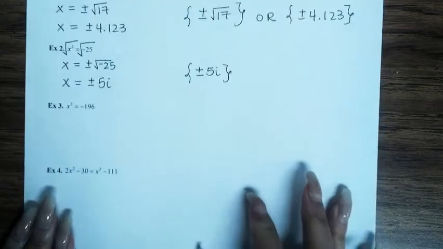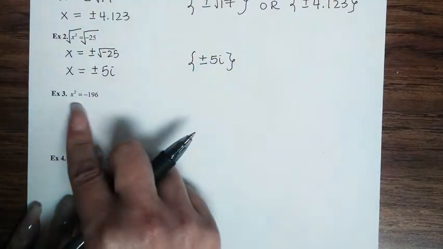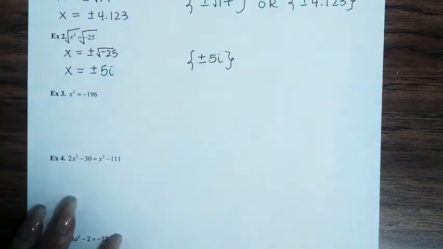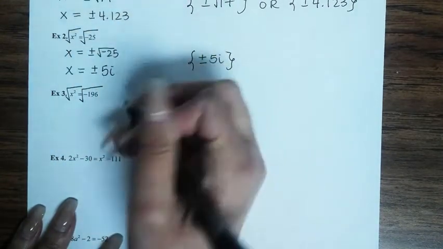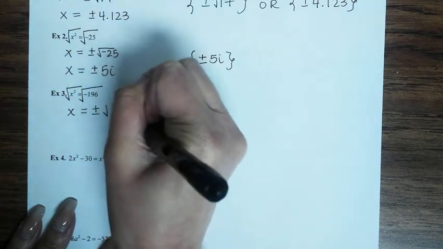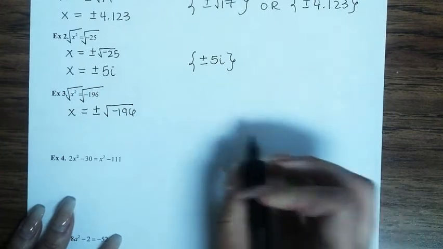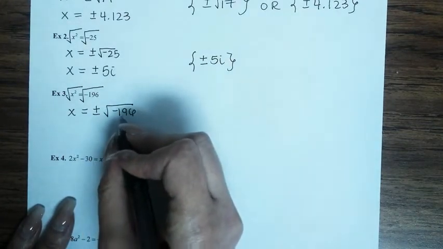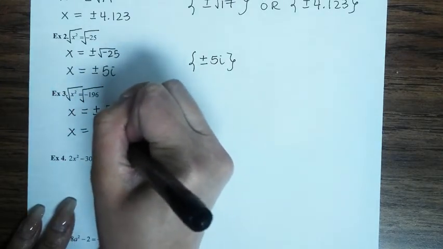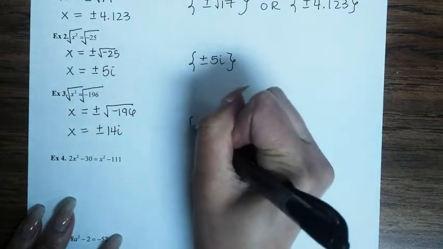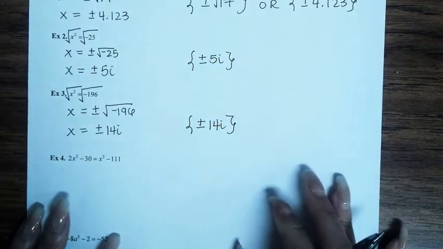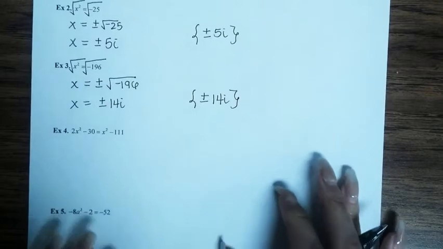Now for the next one, what do you have here? You have x squared equals negative 196. So you take the square root of both sides, having x equal to plus or minus the square root of negative 196. And you realize, I have the negative, so that's an i, and the square root of 196 is 14. So x is going to be equal to plus or minus 14i. Meaning your answer is plus or minus 14i.